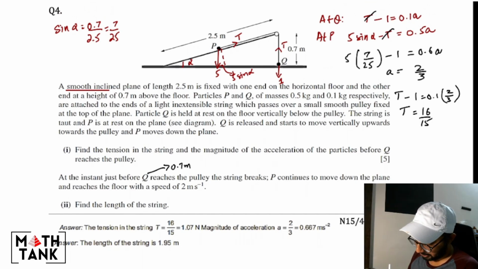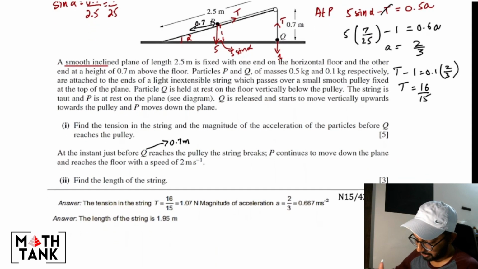Okay, so that's something to notice. In the meanwhile, P would have moved 0.7 downwards. Okay, that's something also that we need to notice. Now let's see what is happening. P continues to move down the plane and reaches the floor with a speed of 2. So I will need to find out how much this distance is, given that the speed is 2 at the end.